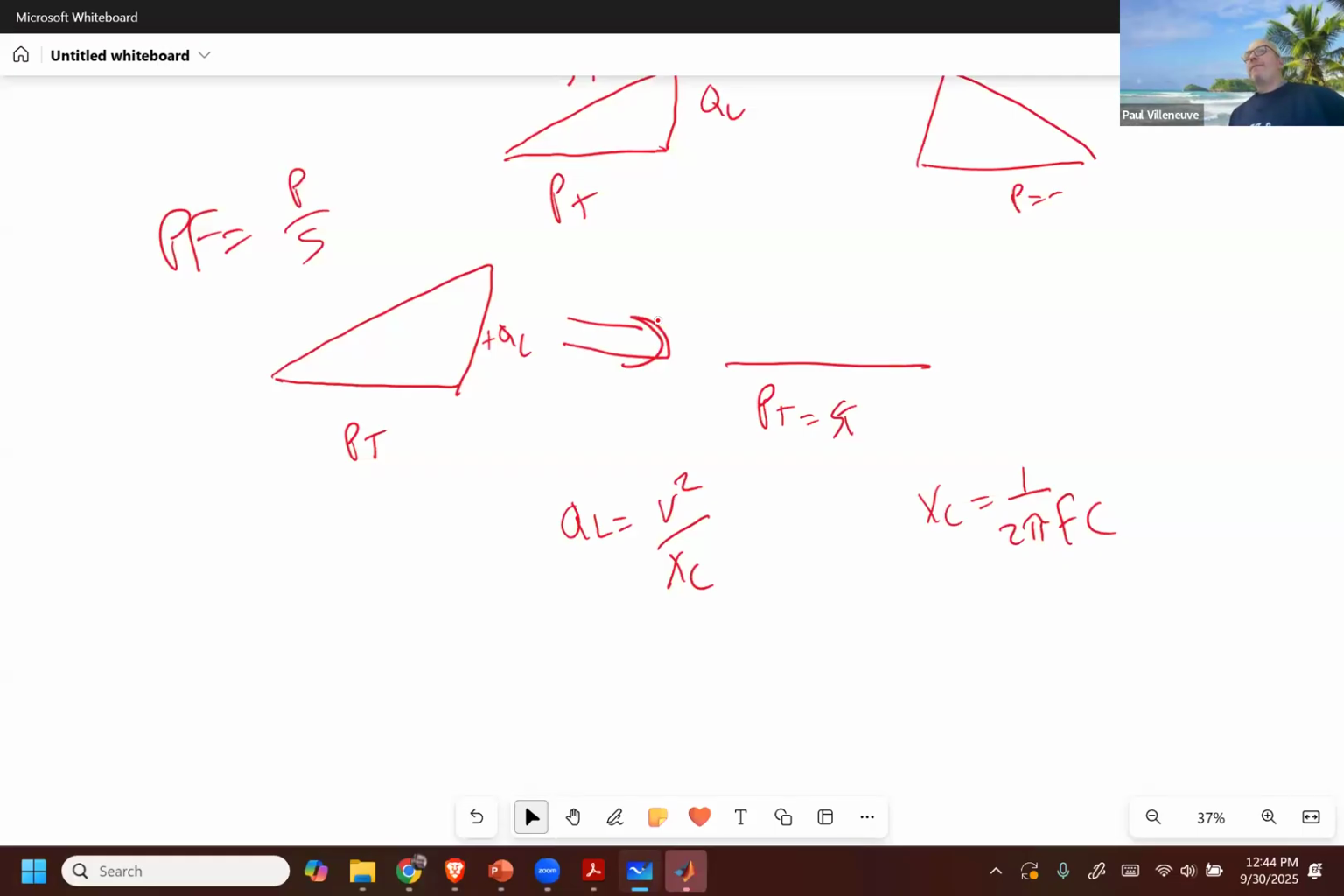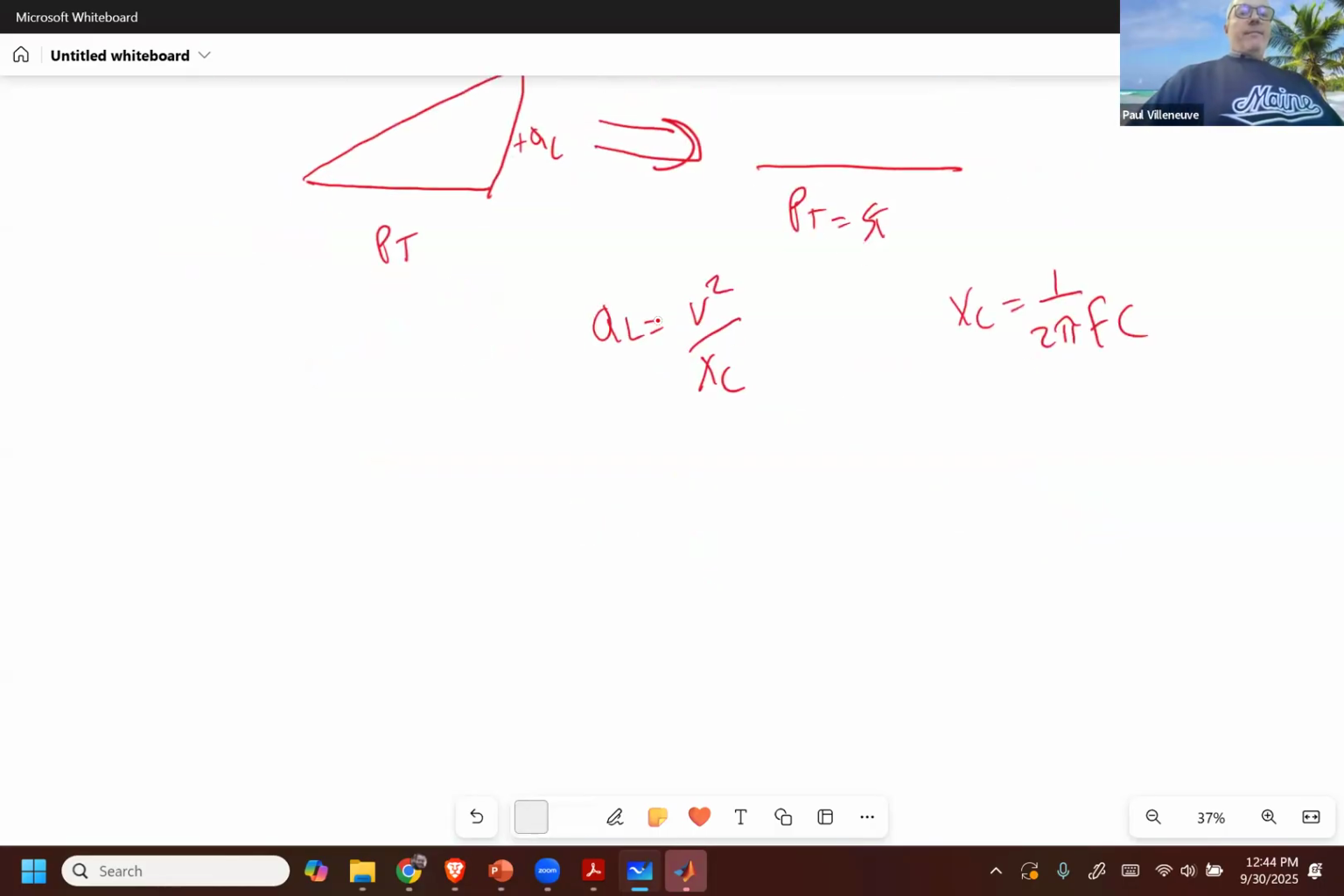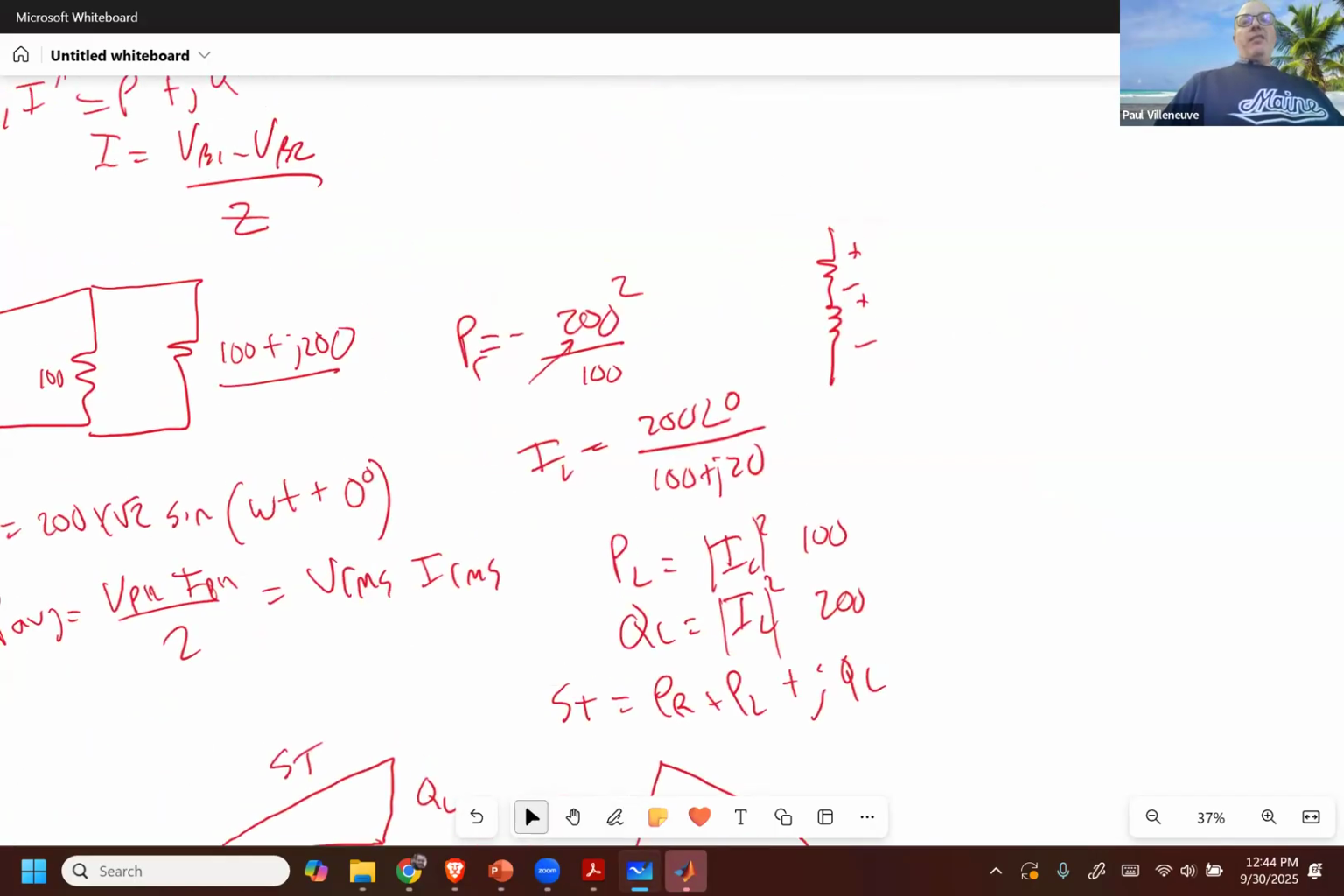Yes, sir. First question, if you use the formula S is equal to V squared over Z, right? Wrong. Because all you're going to get is the magnitude of S. I mean, Z is 100 plus 200j, right? No, you can't do that. It's V squared over the magnitude of Z. Remember what we just said over here.